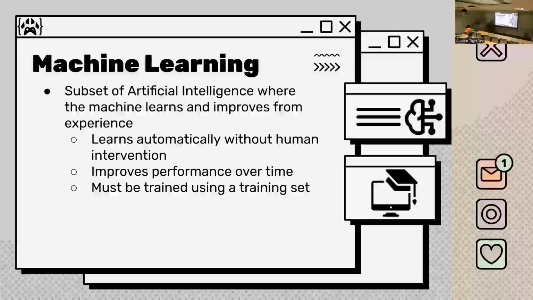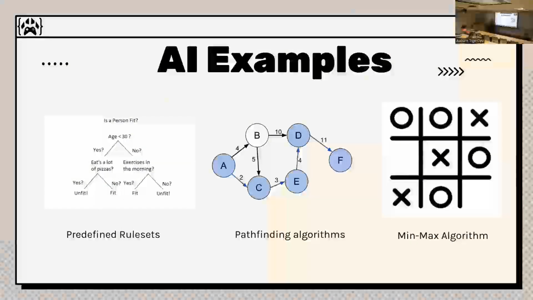Machine learning is specifically a point of artificial intelligence where the machine learns and improves from experiences. So a key point of machine learning is that it is learning without human intervention, and that it is improving its performance over time, and that it is trained on a training set. So some examples of artificial intelligence are predefined rule sets, pathfinding algorithms, or min-max algorithms. Of course, there's a lot more, but these are some 3 major ones.